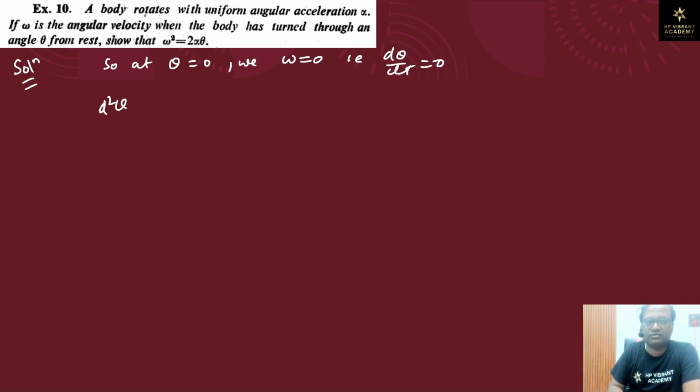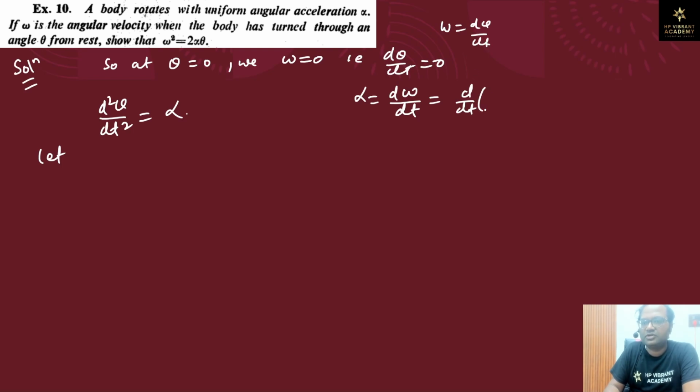So we have d2 theta upon dt square is equal to angular acceleration. Angular acceleration is given by alpha, which is the differentiation of angular velocity with respect to t. So this is equal to d upon dt of omega, and omega is d theta upon dt. So d upon dt of d theta upon dt is equal to d2 theta upon dt square.